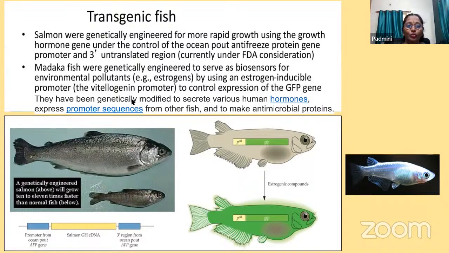And these fishes have also been genetically modified to secrete various human hormones, and they express promoter sequences from other fish. They are also made to produce antimicrobial proteins. So these are various ways you can use these fishes for transgenic purposes. This is how the Medaka fish looks in the Japanese oceans.